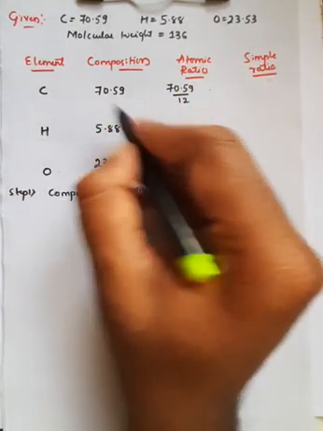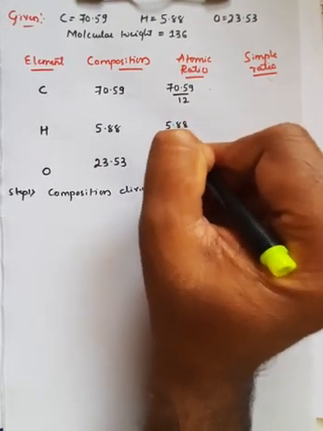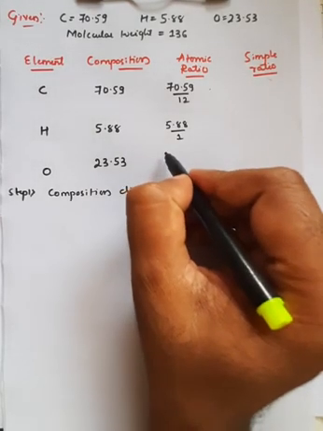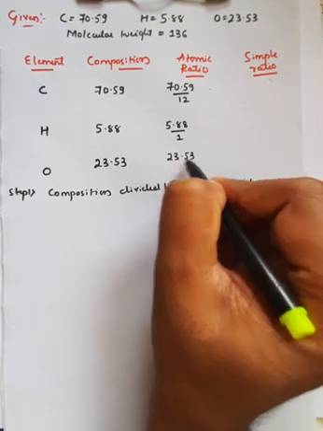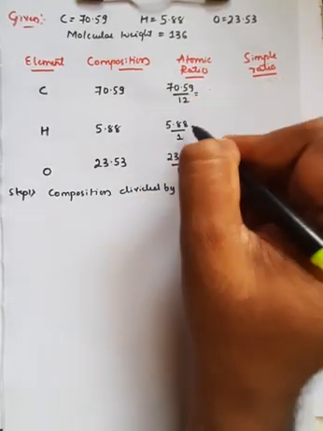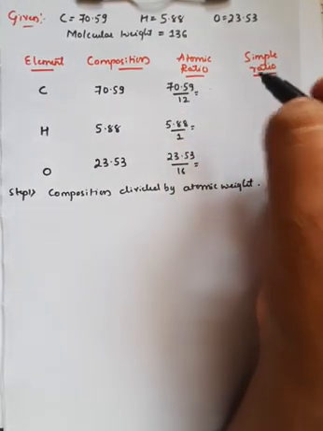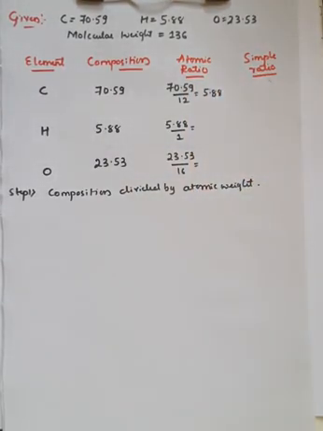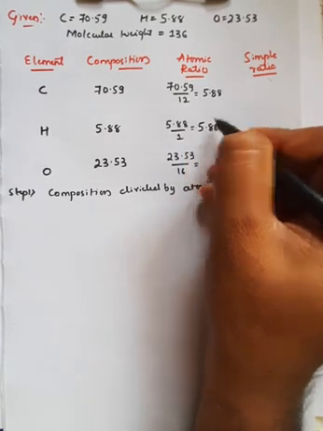Similarly, 5.8 is the composition. Again, I will go for the division with the help of atomic weight. Atomic weight of hydrogen is 1. Similarly, in case of oxygen, the given value 23.53 is divided by the atomic weight of oxygen, which is 16, right? So you have to use the calculator. 70.59 divided by 12, we will get 5.88. Similarly, 5.88 divided by 1 is 5.88.